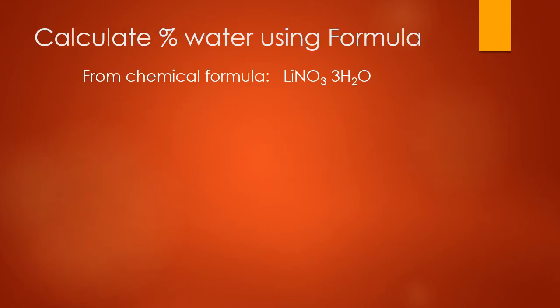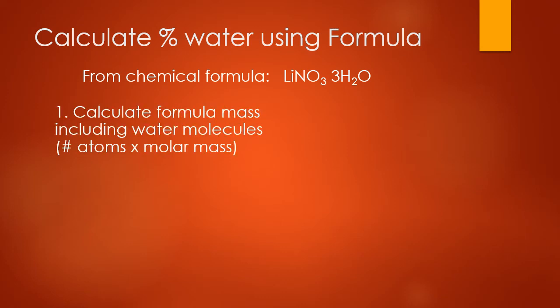So let's look at how we're going to calculate this. To calculate the percent hydrate using just the formula, because we don't have any data for these following hydrates, your first step is to calculate the formula mass, including the water molecules. We've done this in a previous lab. To calculate formula mass, you take the number of atoms of each element present in the compound and multiply it by the molar mass that you can find on the periodic table. Now you want to make sure to include the water molecules. So the example that we're going to work through right now is lithium nitrate trihydrate.